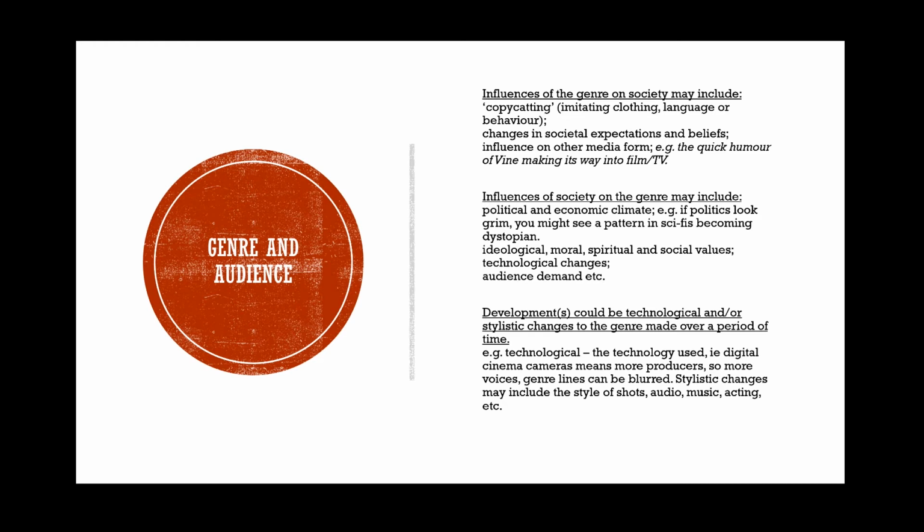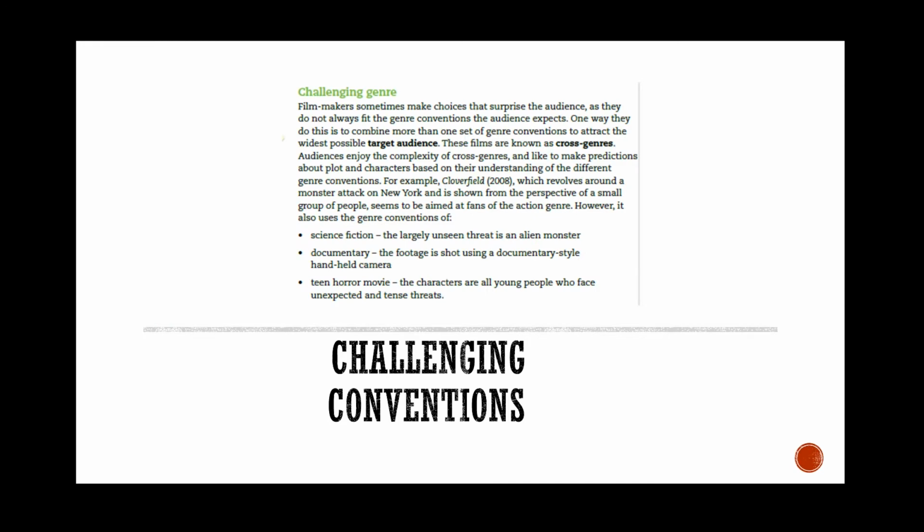So developments could be technological or stylistic changes to the genre made over a period of time. This is what you'll be looking at in your task, because you're looking at films over time. Depending on what technology is available, you have the ability to do different things. So action films in the 70s are very different to action films in the 90s and in the 2000s and today because of technological advances. So audience makes an impact on genre, and genre makes an impact on audience.